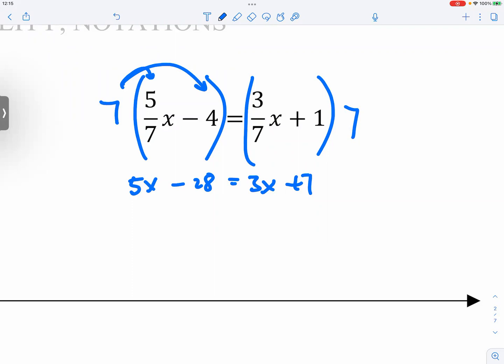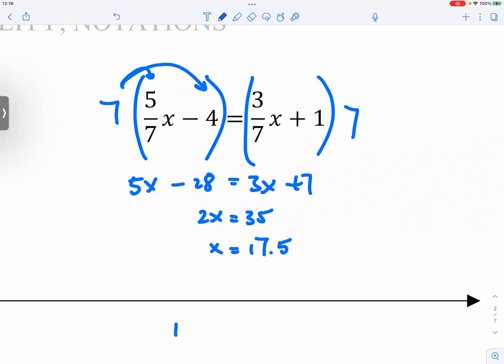So then we just combine like terms, easy stuff. So you subtract 3x on both sides. So the left-hand side becomes just 2x. What's the right-hand side? 35, you add 28 on both sides, so it becomes 35. And 35 divided by 2 is 17.5. Okay, so we have this single value. It's not an inequality, it's a single value.